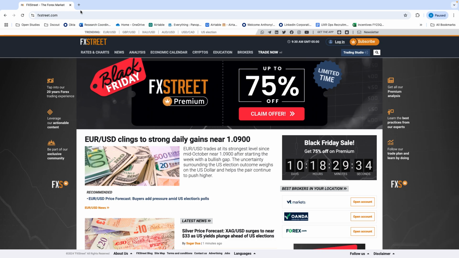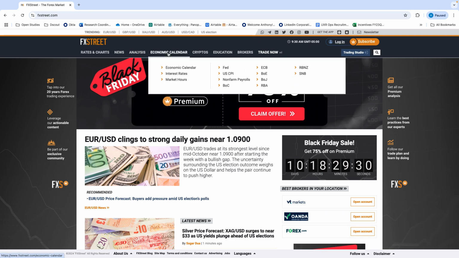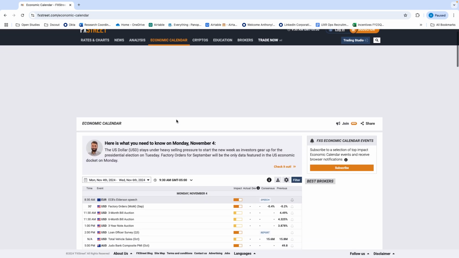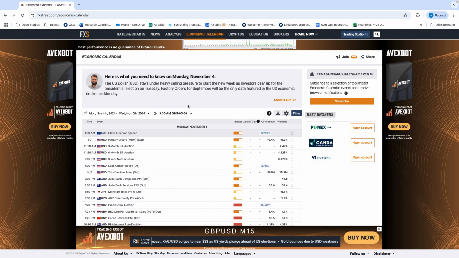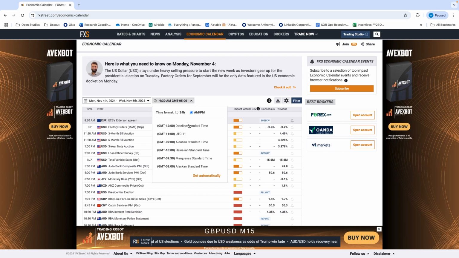You come to fxstreet.com, and from here you want to navigate to the economic calendar, and you'll see you have the economic calendar here. This is a breakdown of the upcoming economic news that may impact the market throughout the week. What I always do is make sure it's in your time zone.